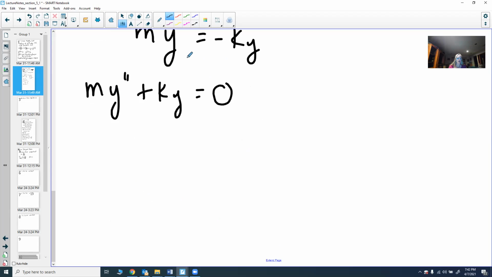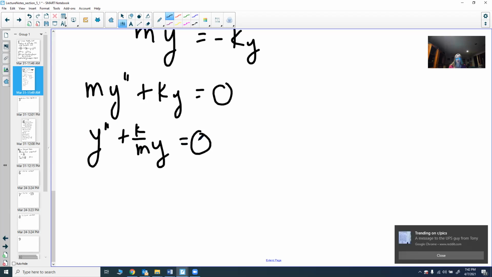You can either do it by just taking the integral of both sides, or you can do it by the idea of setting up your auxiliary equation. What I will do first is I'm going to get rid of this M. I don't like it there. So Y double prime plus K over M times Y equals 0.